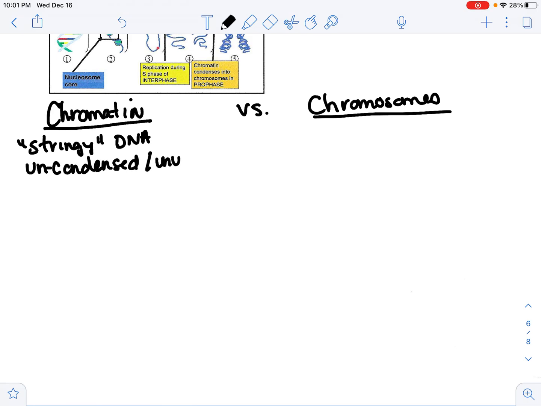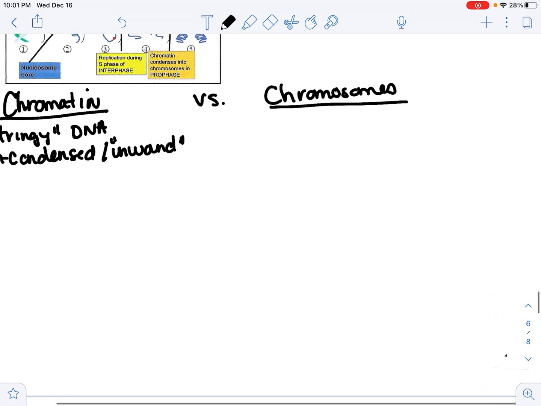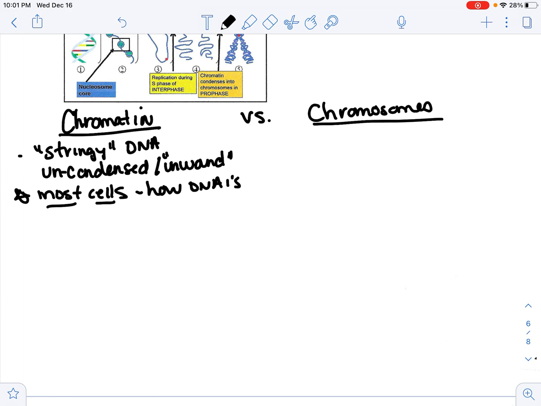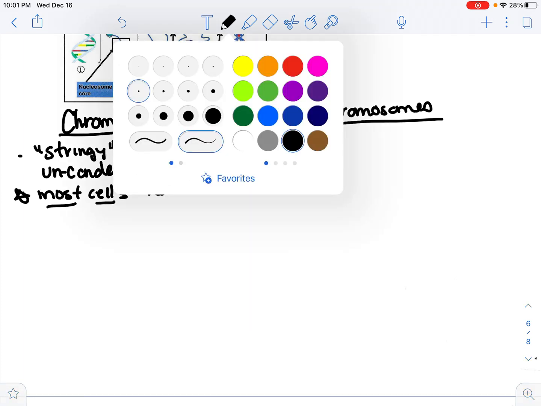Uncondensed or unwound. Those are kind of the ways we refer to it. Okay, and this is what, let me put a little star. Most cells, this is how the DNA is, because most cells are not dividing. Okay, they're just a normal cell. They're doing their job, and so that's kind of what it looks like.